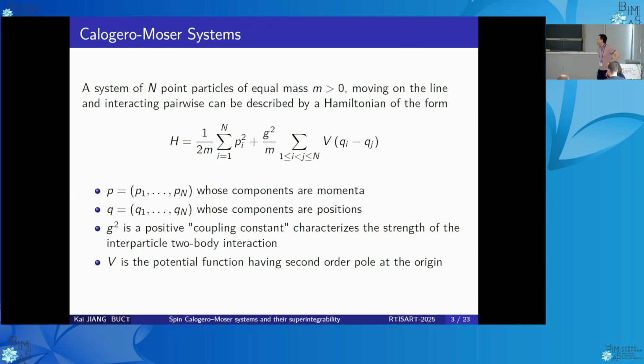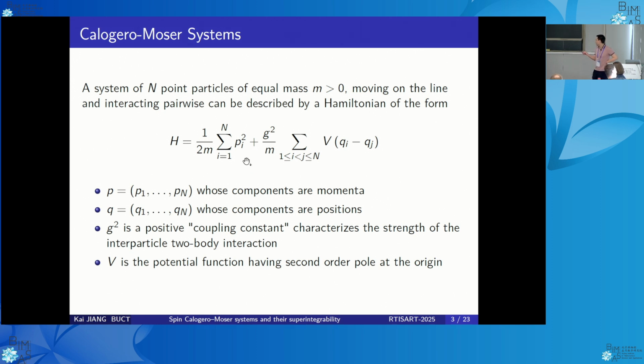I think most mathematicians in dynamical systems are quite familiar with this. It describes n particles living in one-dimensional space, which can be a line or a closed circle. Here is the Hamiltonian. The P's are momenta, the Q's are the positions, and the g's are the coupling constants. In physics this is important, but in mathematics we usually set g to be 1 and the mass m to be 1.